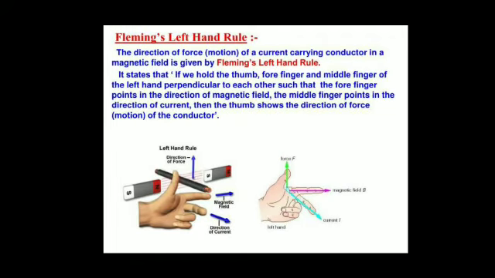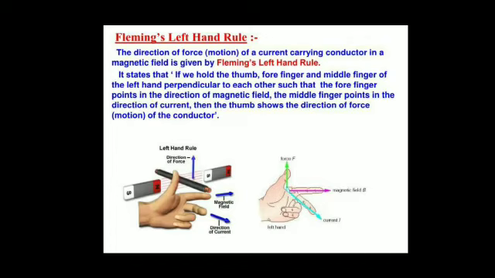So the discussed part is based on Fleming left-hand rule and the Fleming right-hand rule. You have discussed Maxwell right-hand thumb rule or corkscrew rule. The direction of force of a current carrying conductor in a magnetic field is given by Fleming left-hand rule.